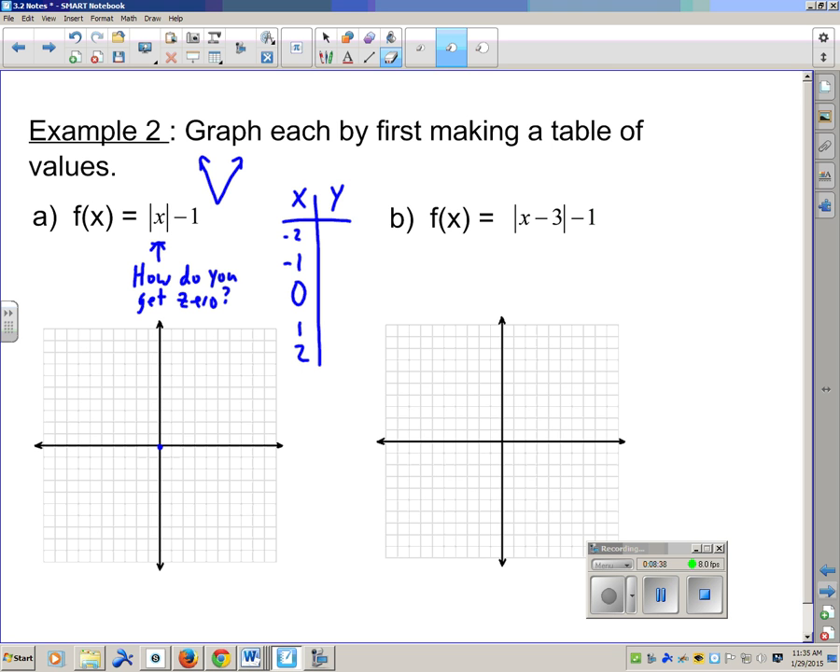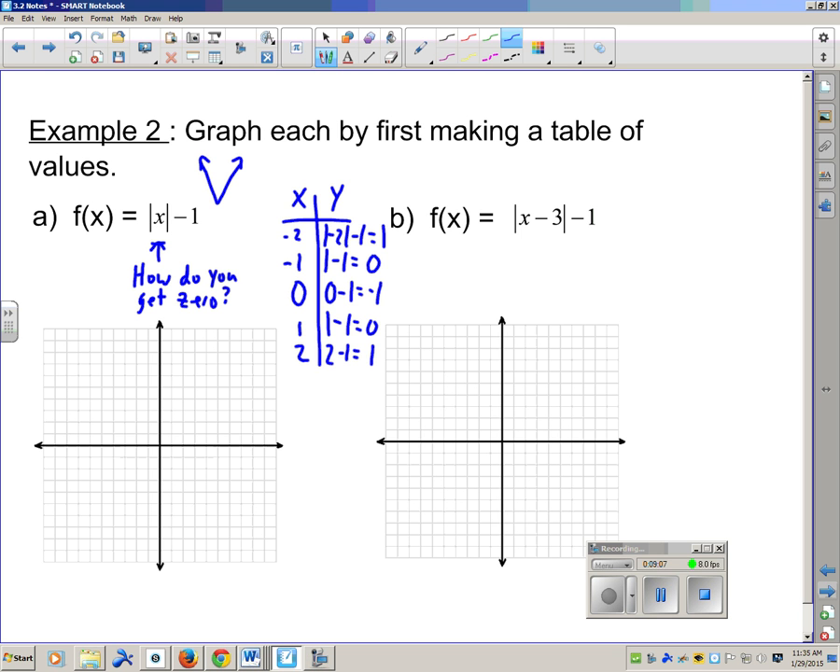So working through that now, I've got my nice values. I'm going to plug them in there. The absolute value of -2 is 2 minus 1. 2 minus 1 gives us 1. Absolute value of -1 is 1, minus 1 is 0. Absolute value of 0, 0, minus 1 is -1. Absolute value of 1 is 1, minus 1 is 0. Absolute value of 2 is 2, minus 1 is 1.